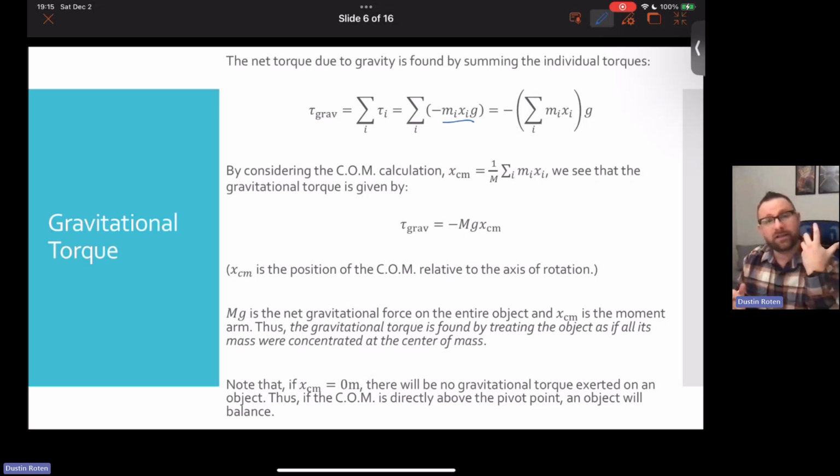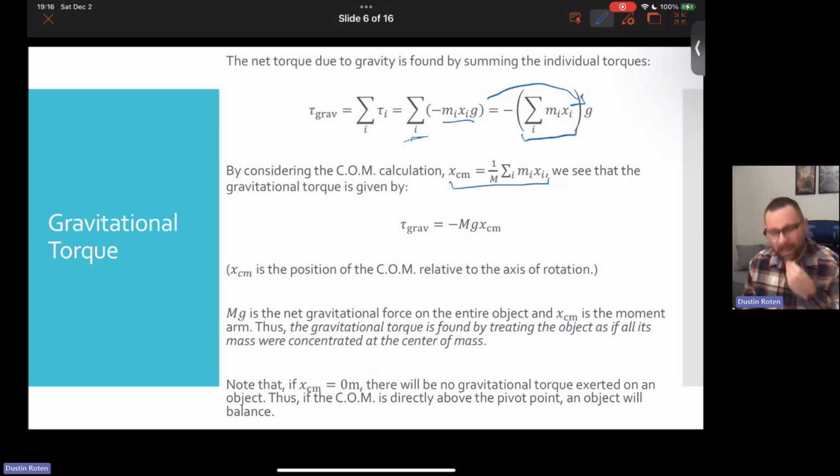So we need to think about the net torque from gravity. I'm going to add my summation, and look at what this gives us. G is the same for all of them, so I'm going to pull it outside. But look at what we have. That almost looks like the definition of center of mass, right? This is our calculation for the point of the center of mass. But look at what happens if I write total mass times the x component of the center of mass.